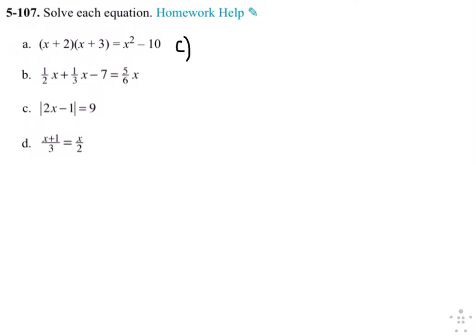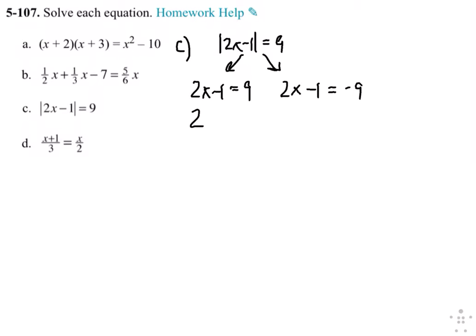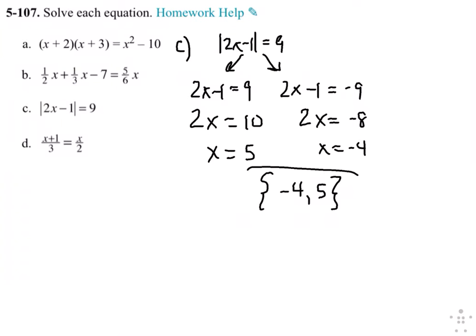Okay, for C, let's make space. We have the absolute value of 2x minus 1 equals 9. Remember, we split that into 2. The first one, we just strip off the absolute value, and the second one, we strip off the absolute value and make the right-hand side negative. Now we solve each one. Add 1, 2x equals 10, x equals 5. This one, 2x equals negative 8, x equals negative 4. So in set notation, negative 4 and 5 are the solutions. There are 2 solutions.